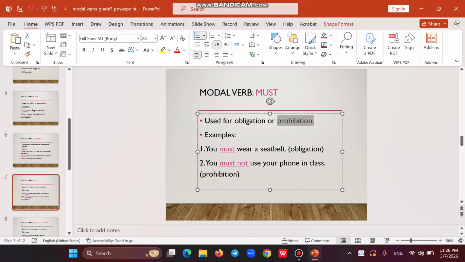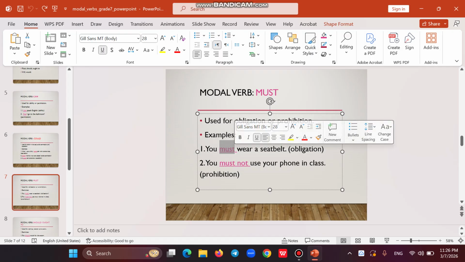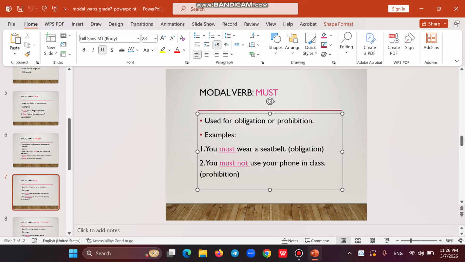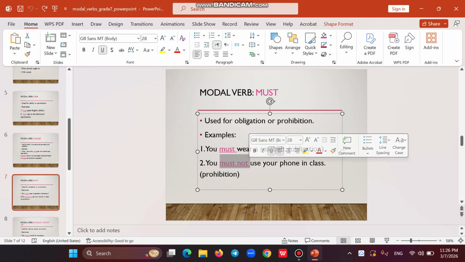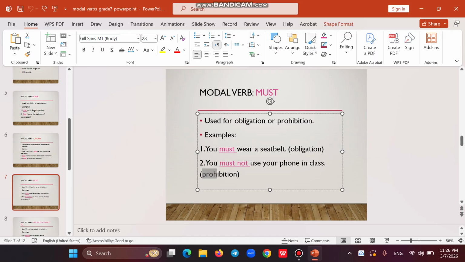Okay, so you must wear a seat belt. Okay, so you have to wear a seat belt when you get in your car. Okay, this is obligation. You must not use your phone in class. You can't use your phone in class. You are not allowed to use your phone in class. This is prohibition. Okay, so this is the modal verb must, and it is used for obligation or prohibition. Prohibition when we add not, the negative word not.